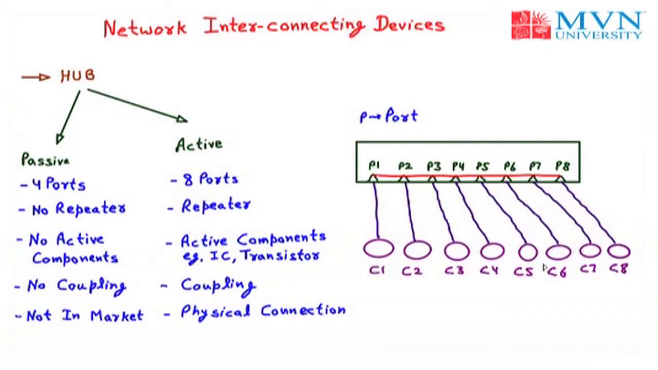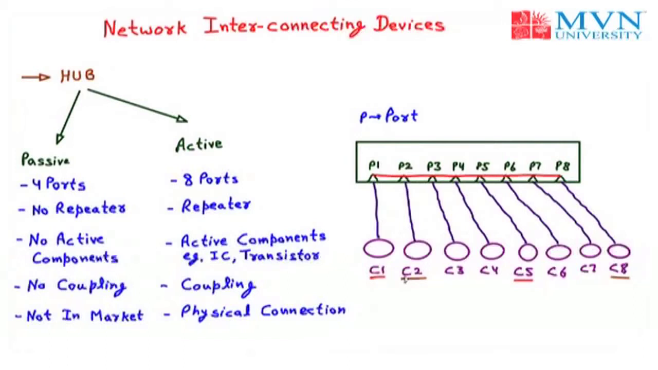Now for example, computer C1 wants to communicate with C5. In that case, it will go via port 1 to port 5, then C5. At the same time, for example, C8 wants to communicate with C2. That will go via the path P8 to P2, then C2. But with the same wire, that is not possible.